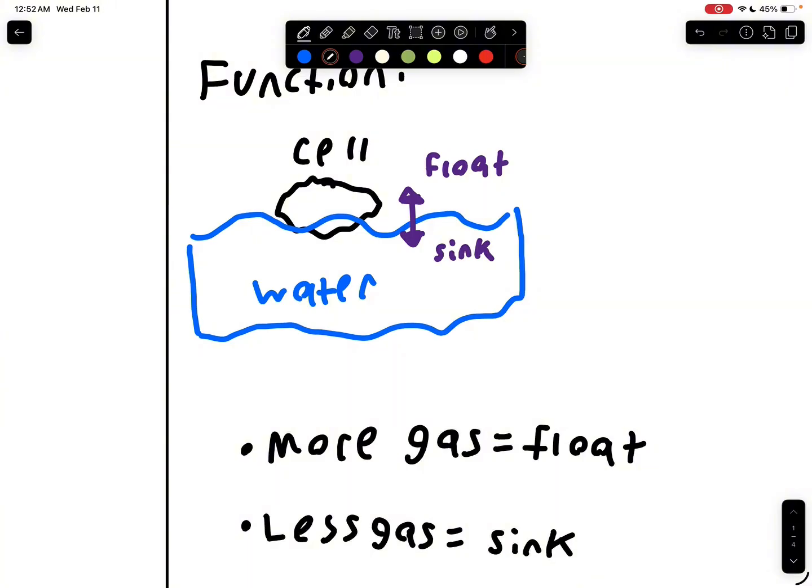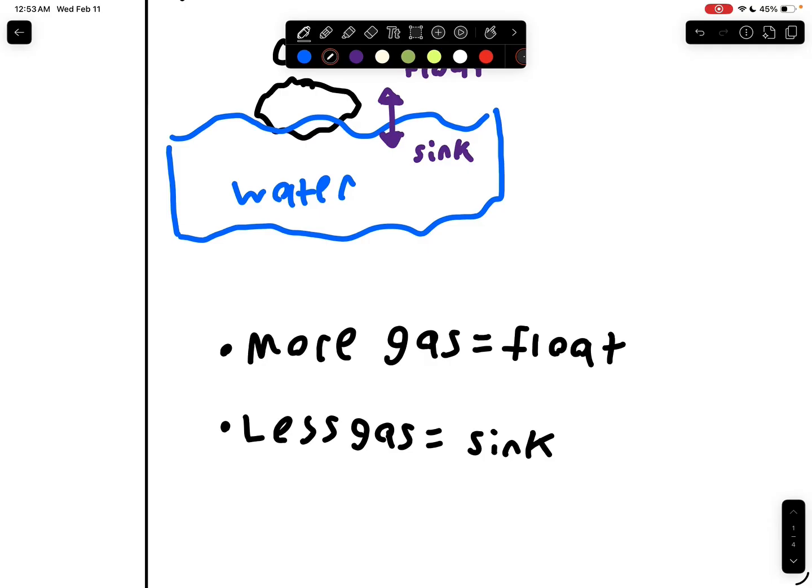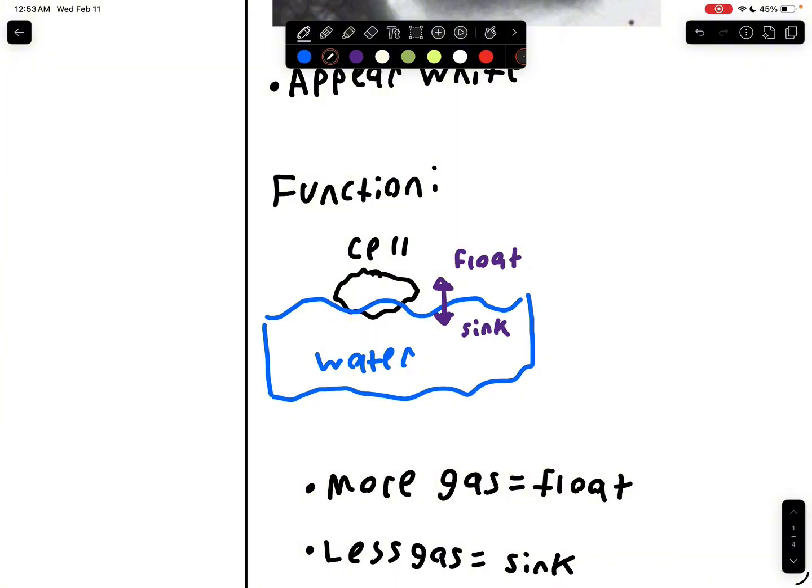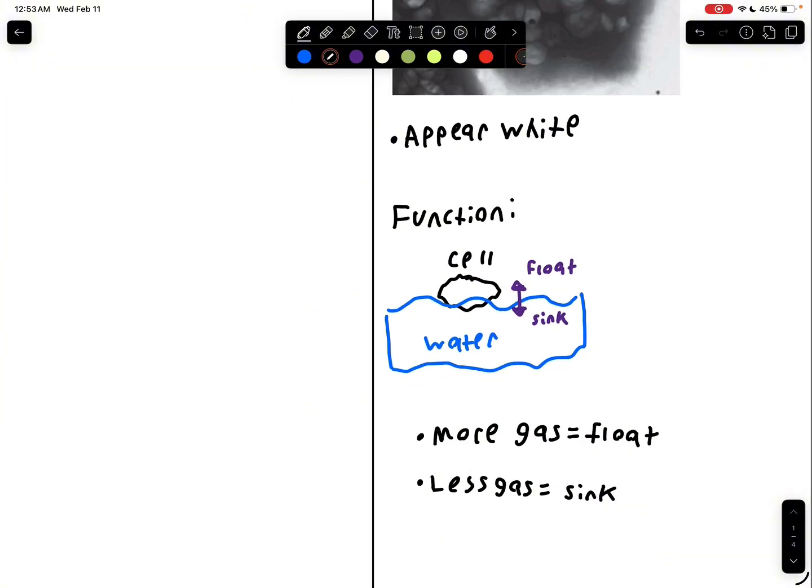So when you're filled with air, you're going to float. When you have less air, you're going to sink. So that's what it says right here. More gas, you're going to float. Less gas, you're going to sink. So all you have to think about with the gas vesicle is it can either float or it can sink, up or down. That's it.